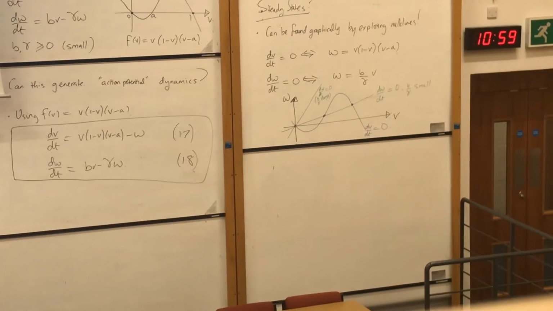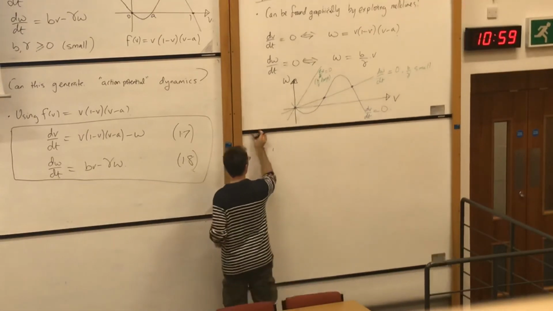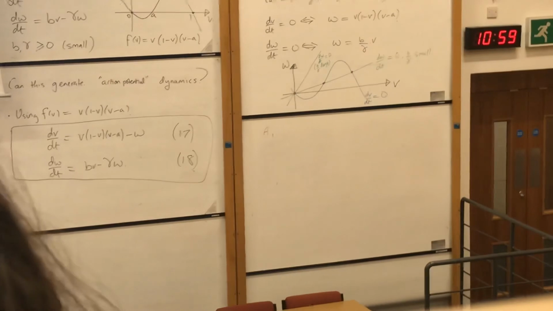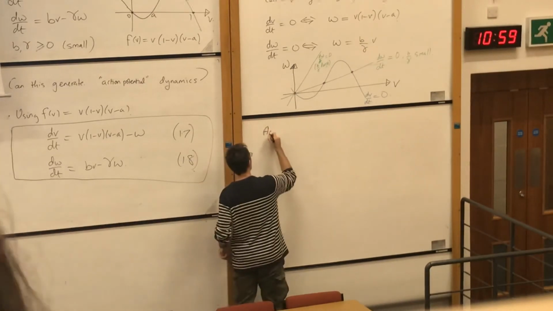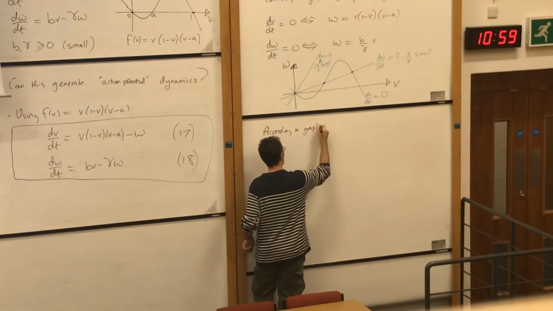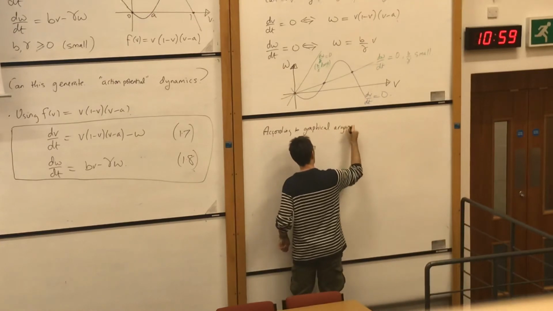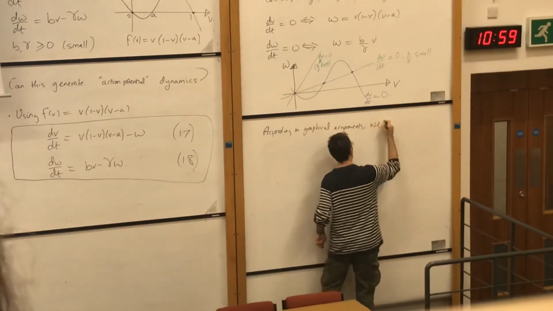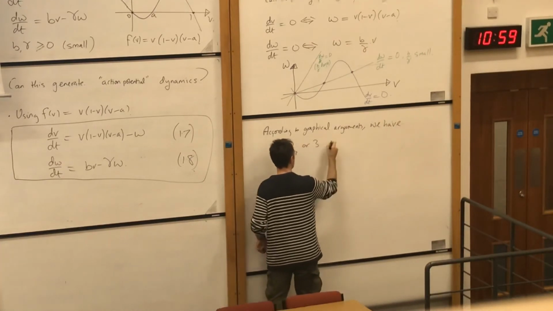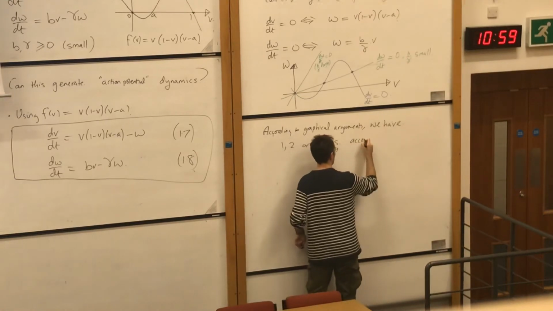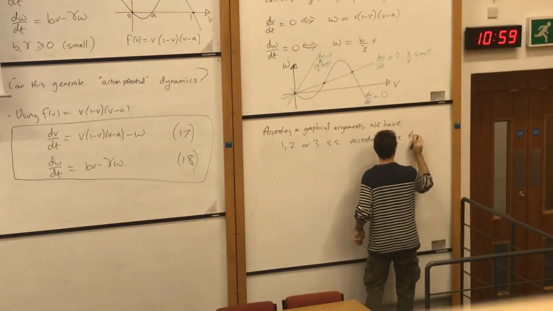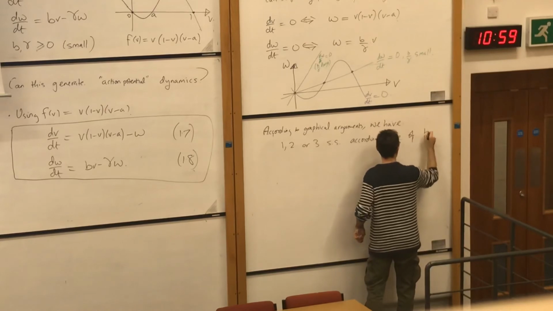So according to graphical arguments, we have 1, 2, or 3 steady states according to the size of beta over gamma.